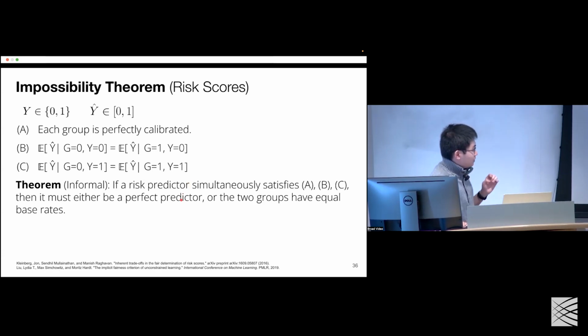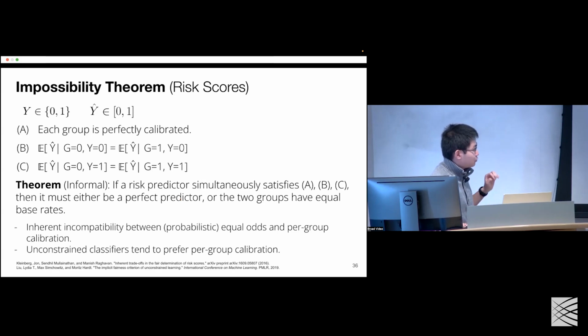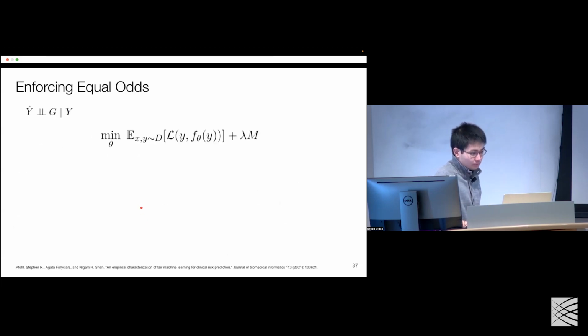Okay, so my take on this is that there are inherent trade-offs between equalized odds and per-group calibration. Both of these are desirable, but it's not possible to achieve both of them at the same time. And it turns out from other work, we see that unconstrained classifiers tend to prefer calibration. Okay, so unconstrained classifiers, ERM classifiers, tend to prefer calibration over fairness. And we'll see an example of that in a second. So the takeaway here is that there are all these trade-offs between different metrics. You have to pick and choose which metrics you want to equalize or satisfy.